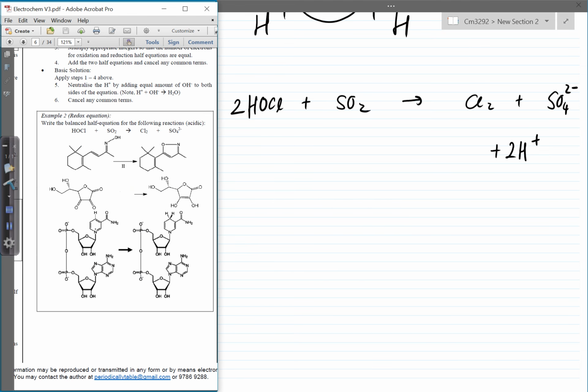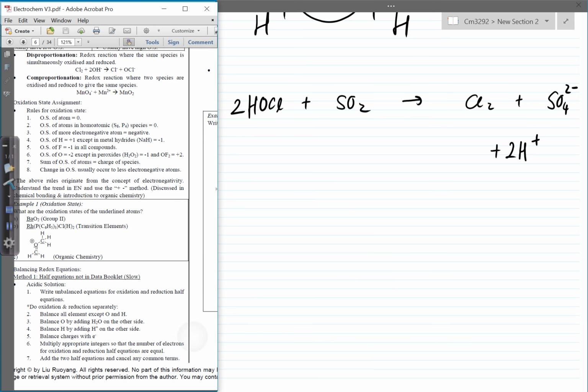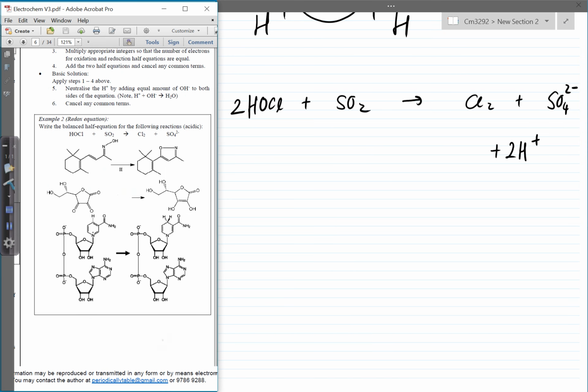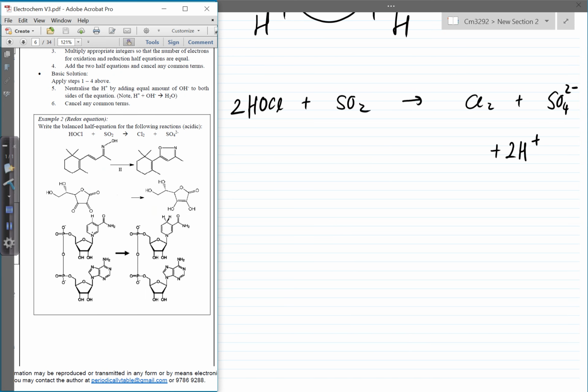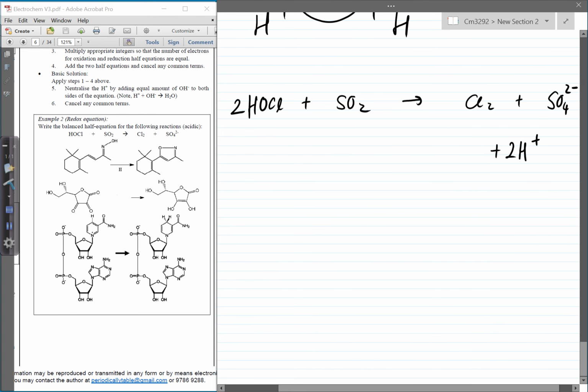Is O balanced? O is balanced as well. Left and right hand side both have 1 O. Nitrogen, same thing, right? Next, balance H by adding H plus on the other side. So are the number of H's the same? If we just look at this portion, we know that the rest of the structure never changes.